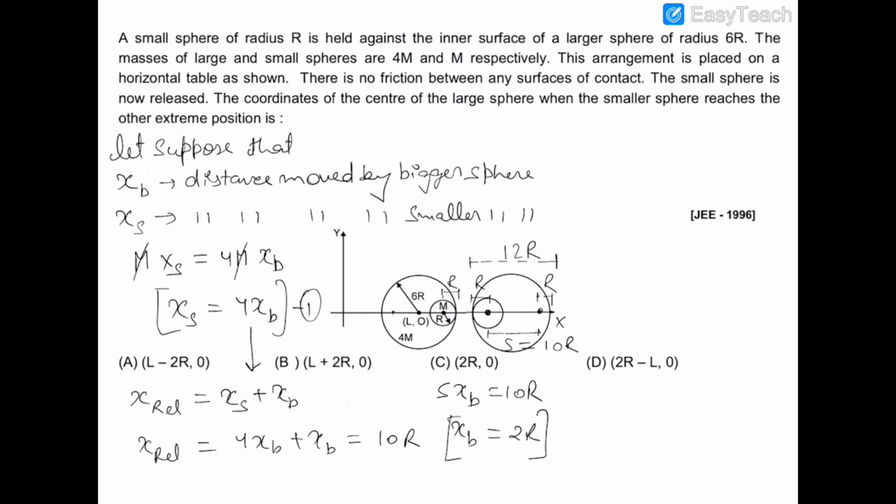So the coordinates of the center of this bigger sphere, the new coordinates, would be the initial coordinate plus 2r. So the correct option will be option number B, because the initial coordinates were L, 0. So we are adding 2r in x coordinate. So the new coordinate would be L plus 2r, 0, because y coordinate will still remain 0. Now let's move on to the next question.